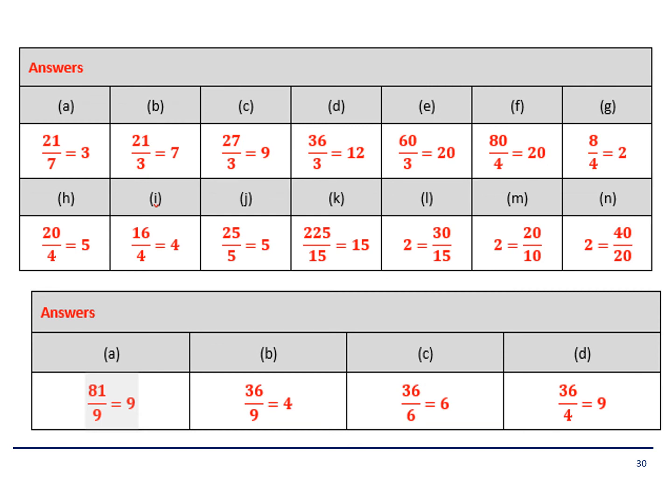Okay guys, there are your answers. Make sure you're using the green pen as much as possible.